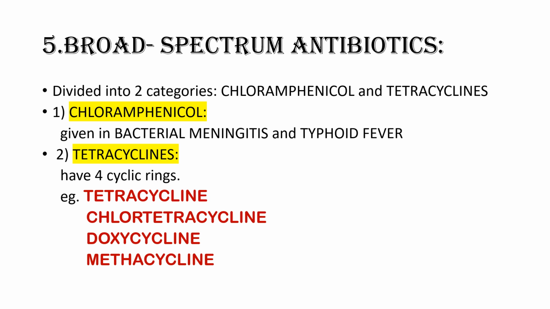Next, we have broad-spectrum antibiotics that are divided into two categories, chloramphenicol and tetracycline. Chloramphenicol is given in bacterial meningitis and typhoid fever and many more diseases. Secondly, we have tetracycline that has four cyclic rings on it. Examples are tetracycline, chlortetracycline, doxycycline, minocycline.